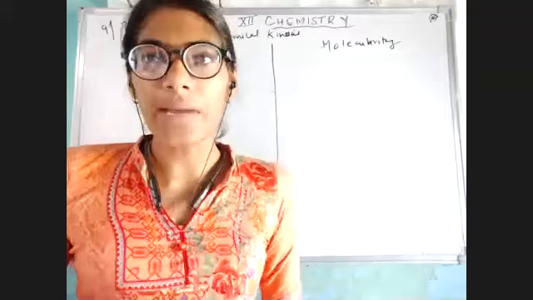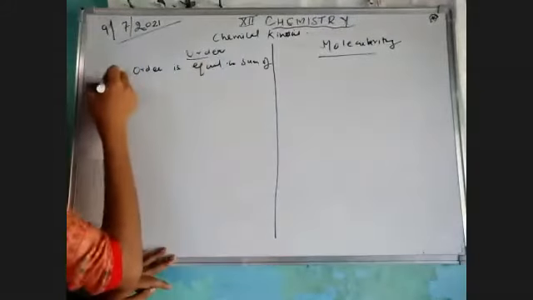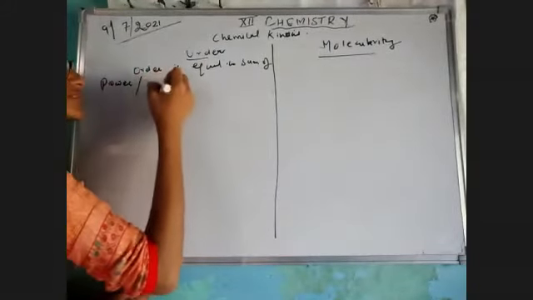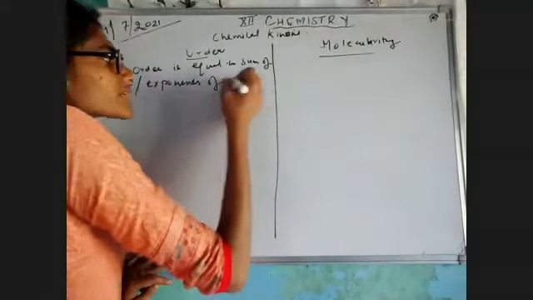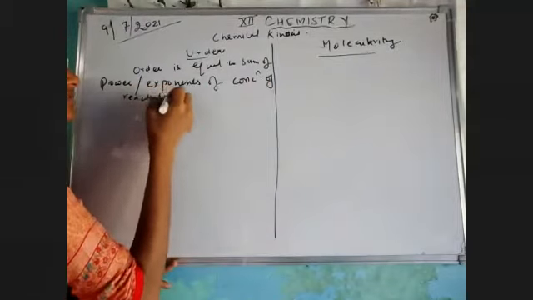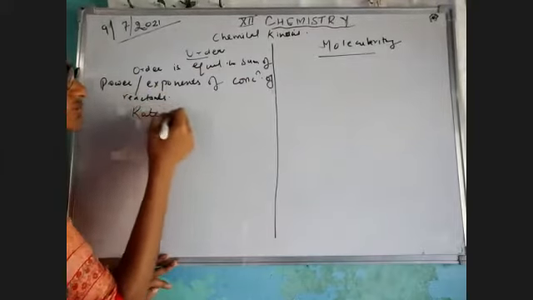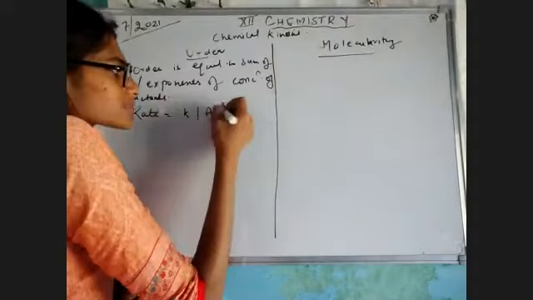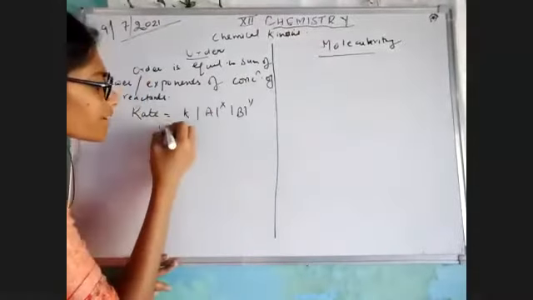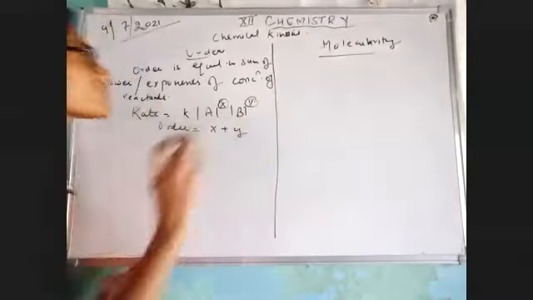First of all, what is order? As you have understood, order is equal to the sum of the powers, or exponents, of the concentration of the reactants. Suppose I have a rate of reaction, rate equals k[A]^x[B]^y, then order is equal to the sum of the powers, that is x plus y. This was defined as order.